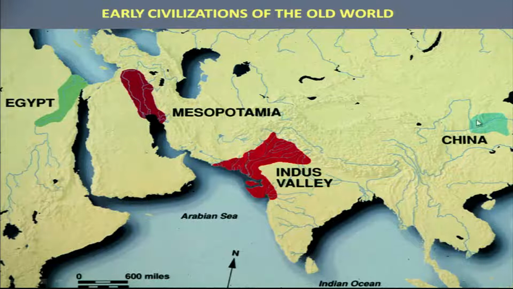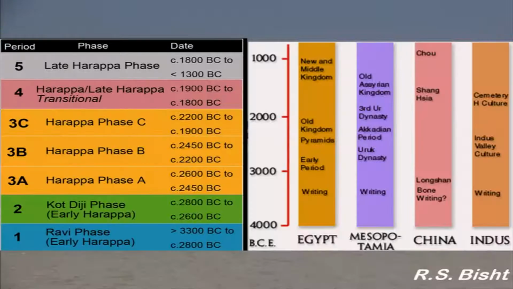So this was the area which used the Indus Valley. It is quite a huge area in terms of the cultural extent. So you have different phases of the early Harappans right up to the late phases.